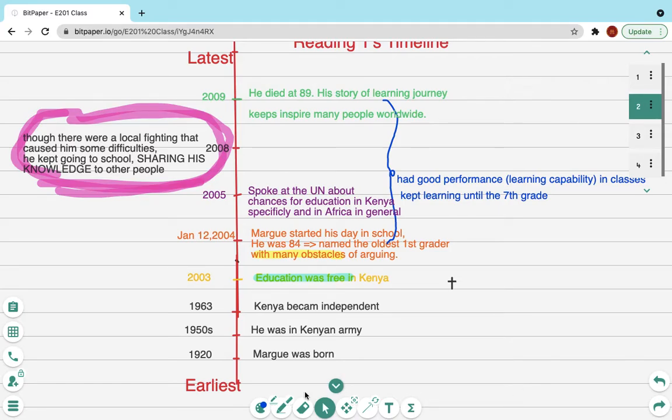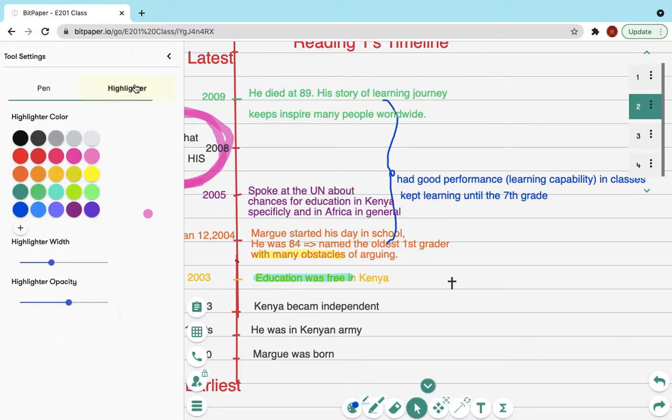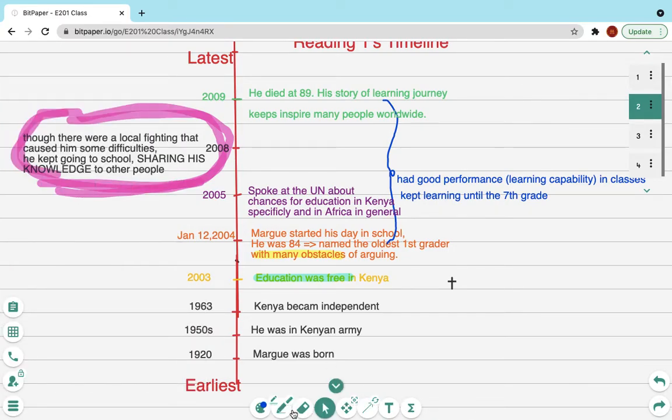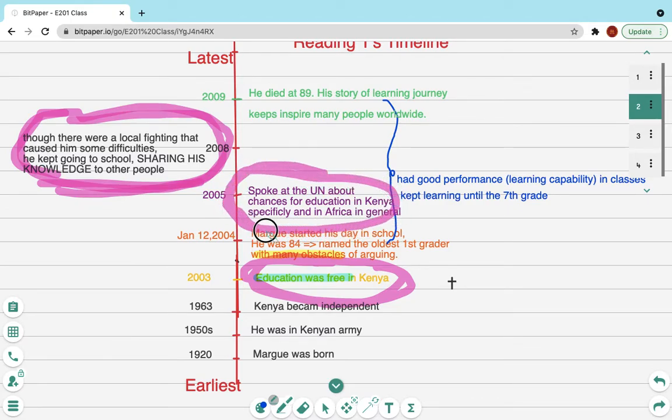But actually, I'm gonna paint 2 main events, which are here. It's the time when education was free in Kenya, which is in 2003, which opened a chance for him to go to school, right? And another one is his speech at the United Nations, because this one is a chance for him to spread out, right? His spirit, his learning spirit, worldwide, and speak up about the rights or the chance of education for other poor people in Africa.